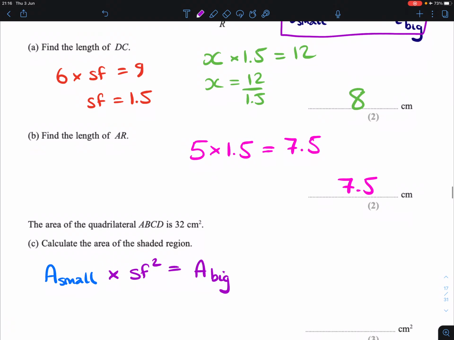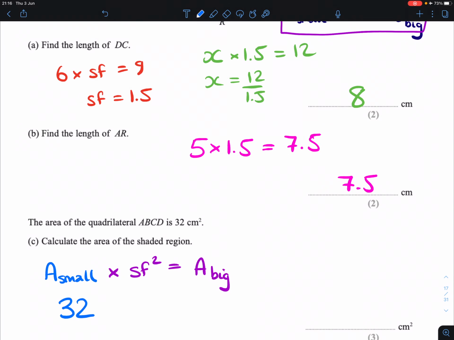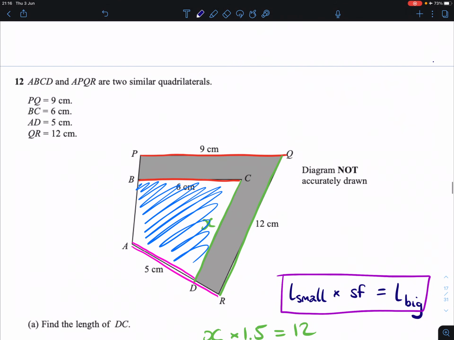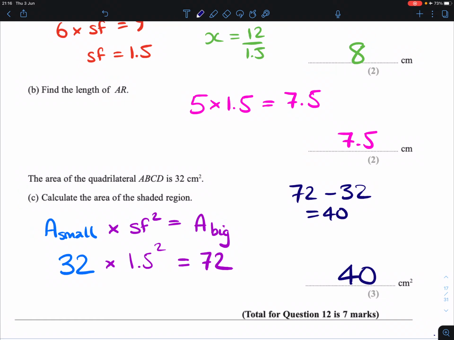Now, we know the area of the small is 32, and we know our scale factor is 1.5. So if we do 32 times 1.5 squared, we end up with our big area, which in this case is 72. Then we want to take away the small shape, this one here, which was 32. That will give us the area of our shaded region, which is 40. So 40 centimeters squared.